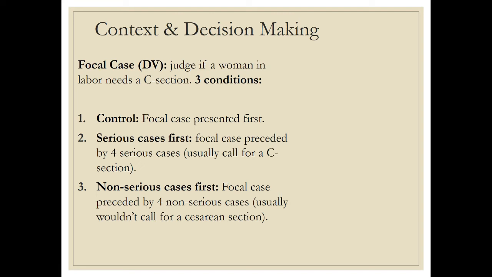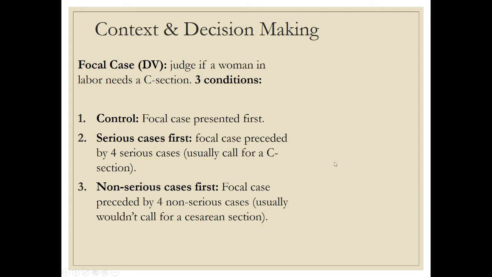Now the focal question, our dependent variable, is: did participants opt for a C-section in this focal case, yes or no? So it's a simple binary or dichotomous dependent variable, yes versus no. And we want to see the rates of choosing yes versus no in each of these 3 conditions. So just pause for a second and think to yourself, which condition do I think led to the highest rate of C-section decision making? Which condition led more participants to choose a C-section? Have a think about that.